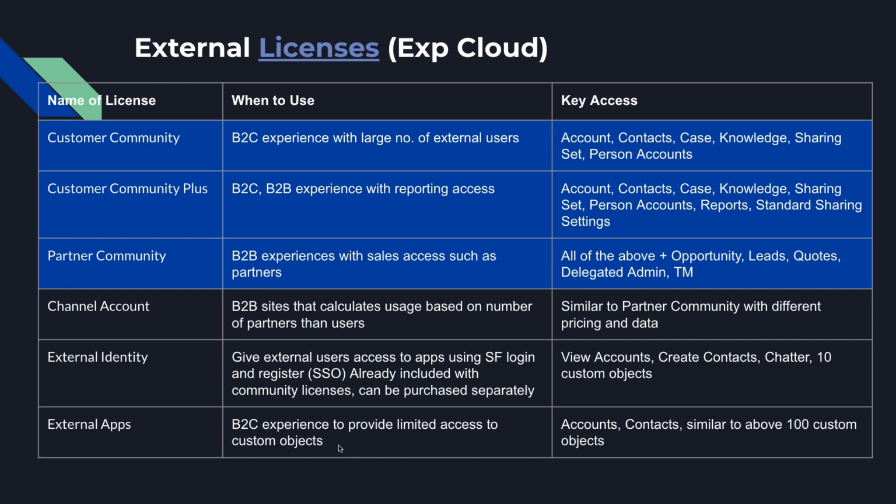External apps, I have not used this before, but from what I read, it's a B2C experience and it provides limited access to custom objects. So it's also very similar to external identity, but with around 100 custom objects, and it can have access to account contacts. Note that it doesn't give you access to case, knowledge and other objects, but it gives you access to account contacts and some custom objects. So that's external apps. Those are the key licenses across internal and external that I have seen. Definitely the top 2, Salesforce and Salesforce Platform, and on the external side, Customer Community Plus and Partner Community.